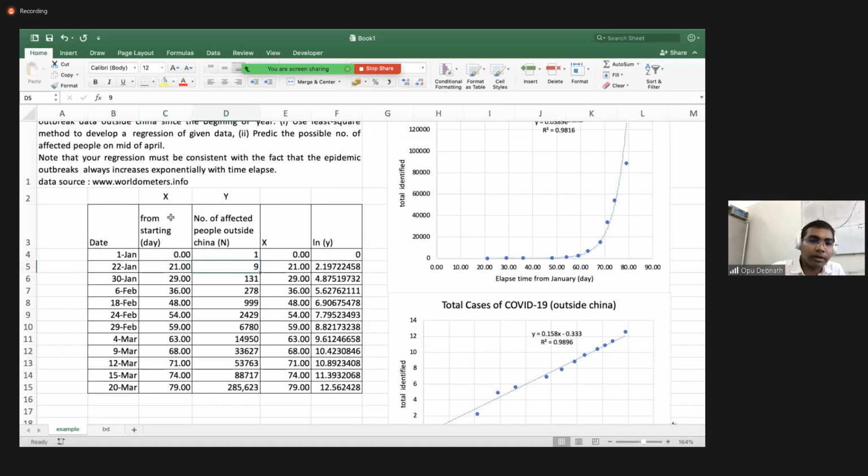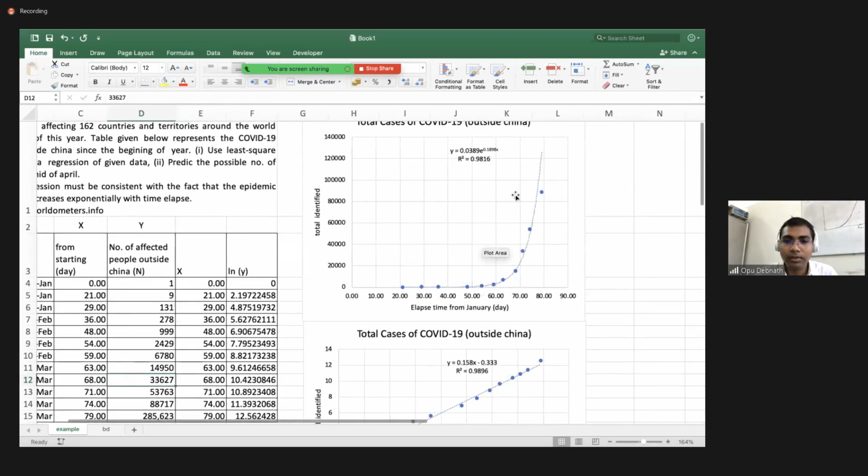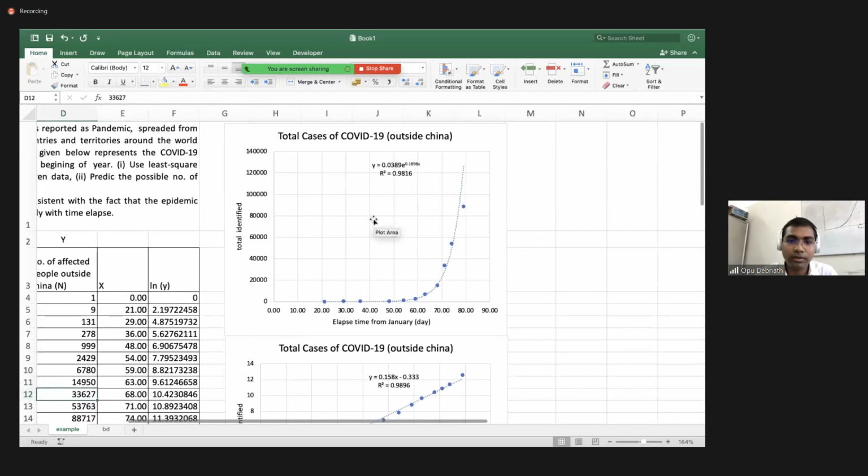So at this stage, you get an XY set of data, and now it's time to decide which type of regression you want to do. So first you will look at this one.